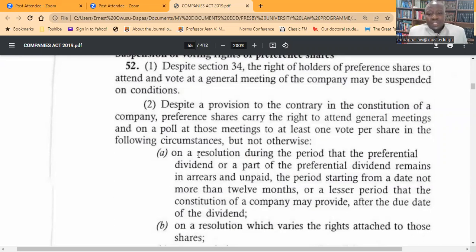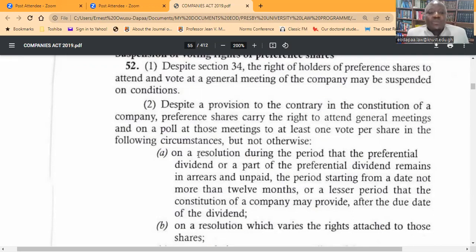So A, on a resolution during the period that a preferential dividend or part of the preferential dividend remains in arrears and unpaid, the period starting from a date not more than 12 months, or lesser period that the constitution of the company may provide, after the due date of the dividend. In other words, where you have not paid the dividends which a preferential shareholder is entitled to, then the law is that such a preferential shareholder is entitled to attend and vote at the meeting, even if you have anything in the constitution of the company saying that the preferential shareholder cannot attend those types of meetings.